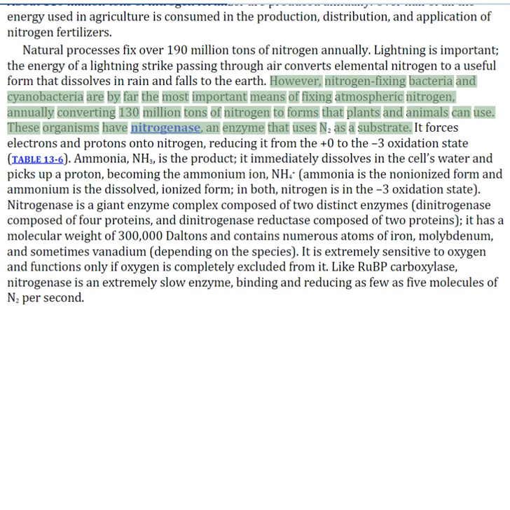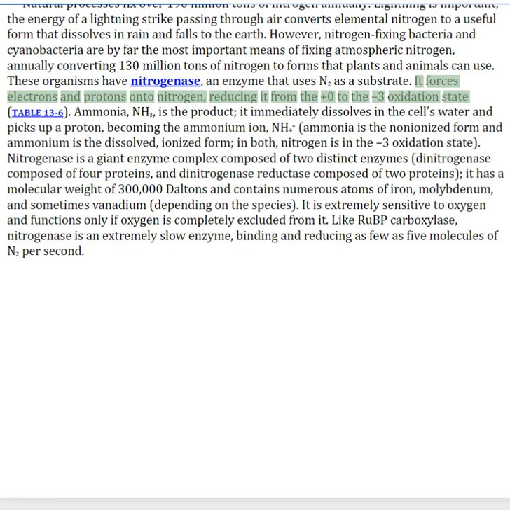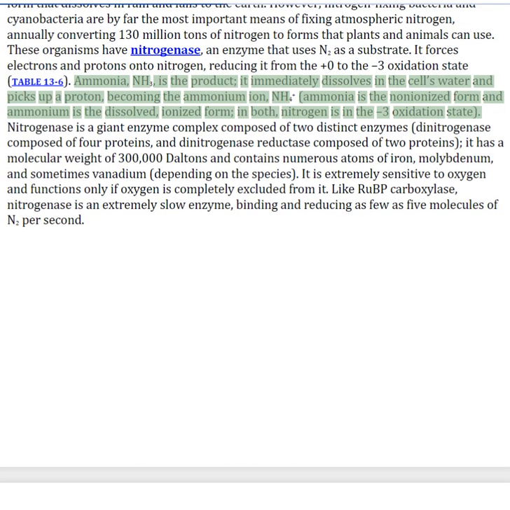These organisms have nitrogenase, an enzyme that uses N2 as a substrate. It forces electrons and protons onto nitrogen, reducing it from the 0 to the -3 oxidation state. Ammonia, NH3, is the product. It immediately dissolves in the cell's water and picks up a proton, becoming the ammonium ion, NH4+.